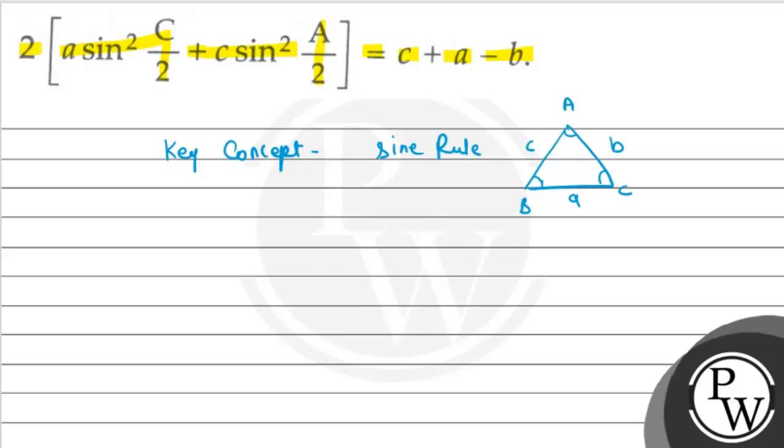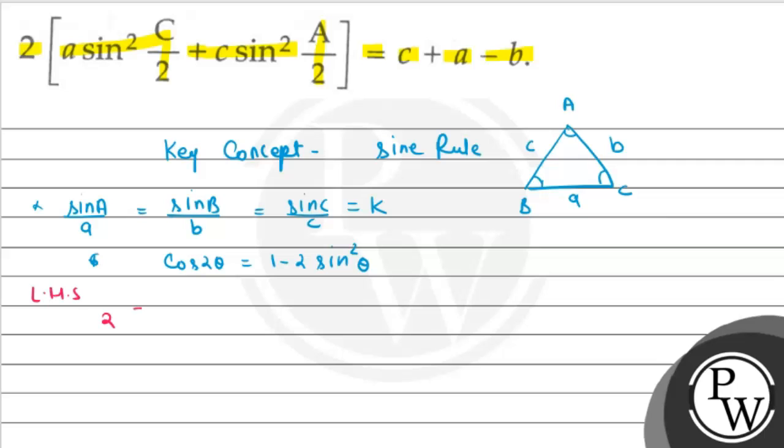Then according to the sine rule, the relation between angles and sides is sin A upon a is equal to sin B upon b is equal to sin C upon c is equal to constant. इन सबका रेशियो किसके इक्वल होते हैं? कांस्टेंट के इक्वल. And the second concept you have to know is that cos 2 theta is equal to 1 minus 2 sin square theta.